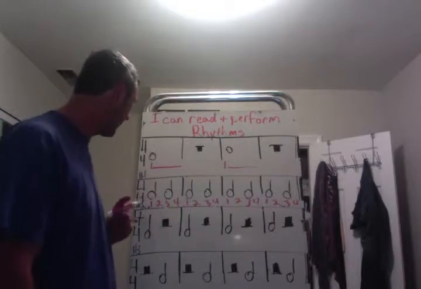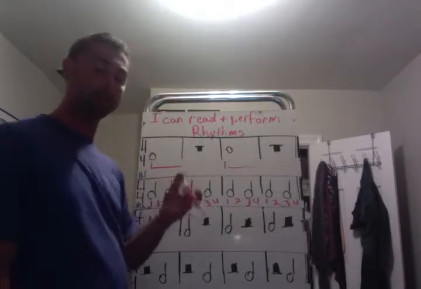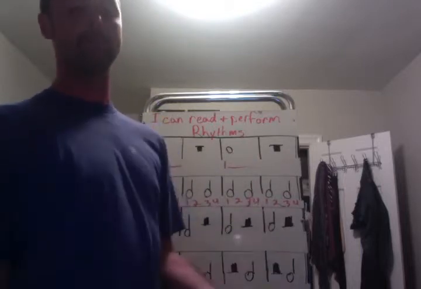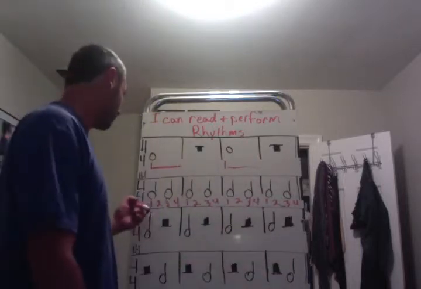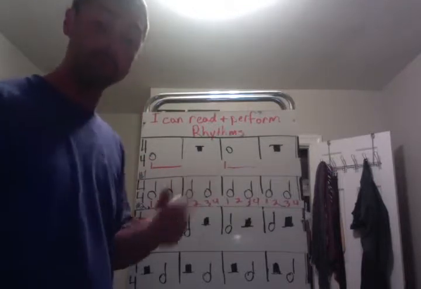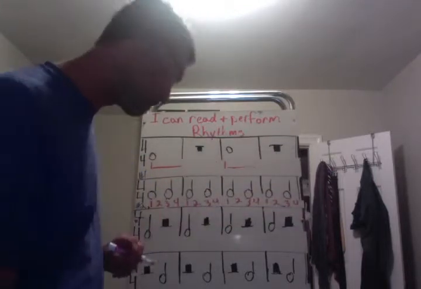so we've got a half note right here, and if you remember, a half note gets how many beats? 2, because it's half of a whole note. So a whole note gets 4 beats. A half note has to get 2 beats, because that would be half of 4.